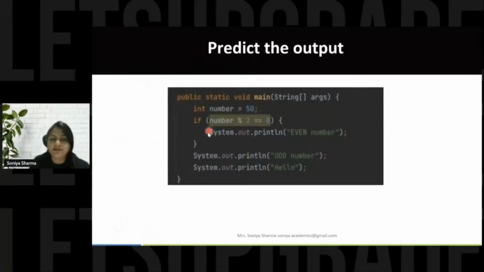Programs are given. Can you guys guess the output of this particular code? The code is in front of you. Number is 50. If number mod 2 equals 0, System.out.println even number. After the if, odd number and hello are written. What will be the output? Just put it in the chat box.